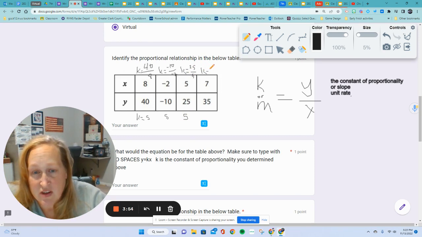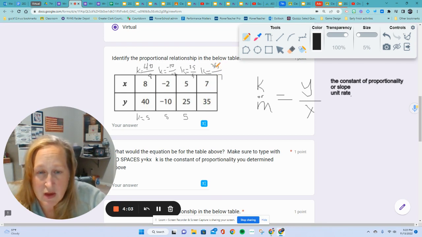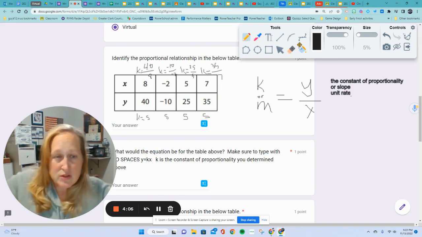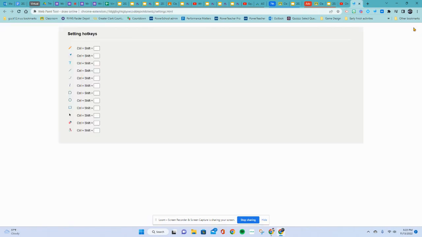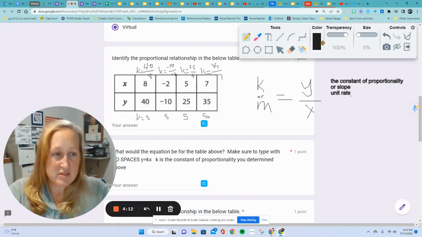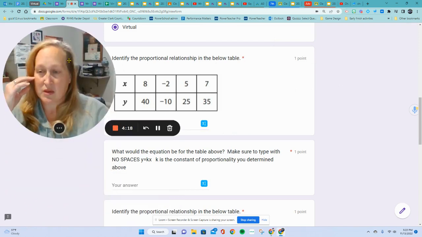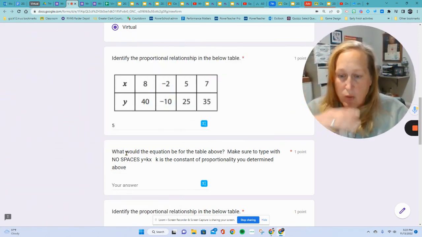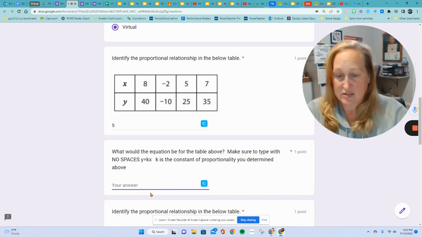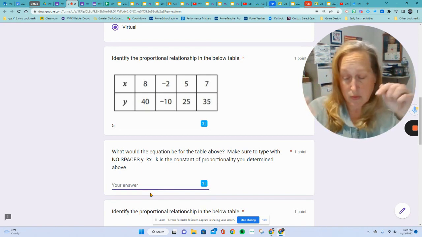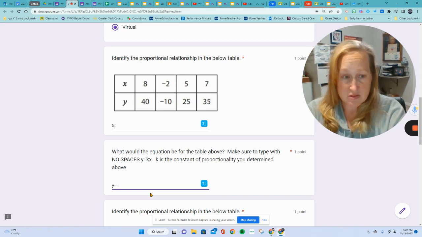So you'll notice our constant that keeps happening is that 5. I'll do this last one just to cover my bases. K is 35 over 7. Okay, so 35 divided by 7 is 5. So our answer is 5. What would the equation be for the table above? Make sure to type with no spaces y equals kx. Well, we found out that k, the constant, was 5. So I'm going to type y equals k, our constant, which we found out was 5, x.